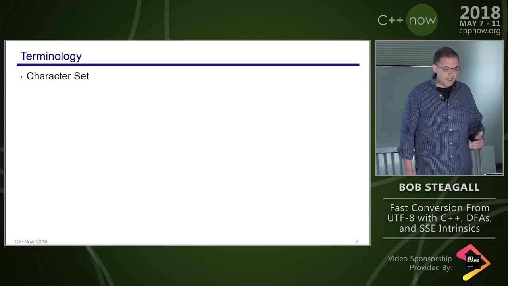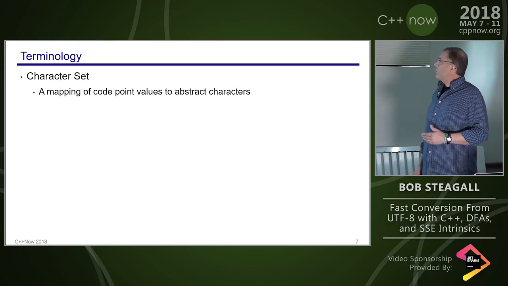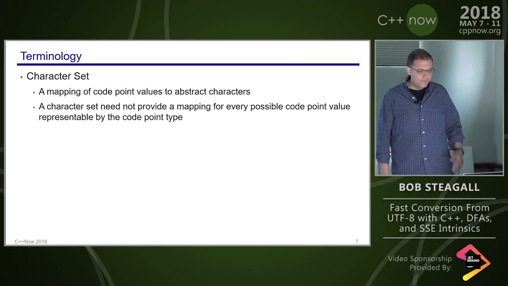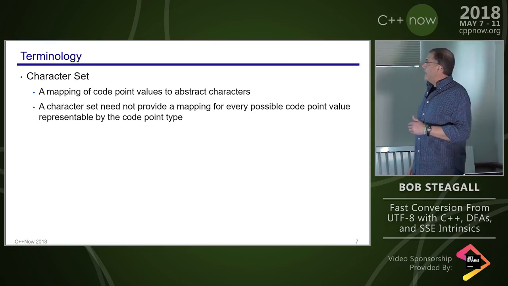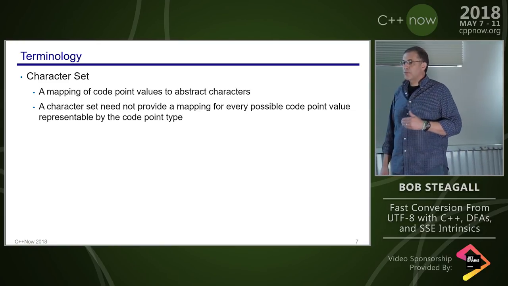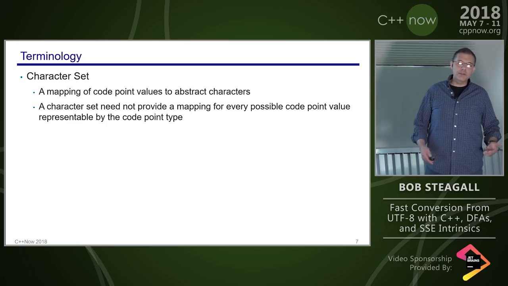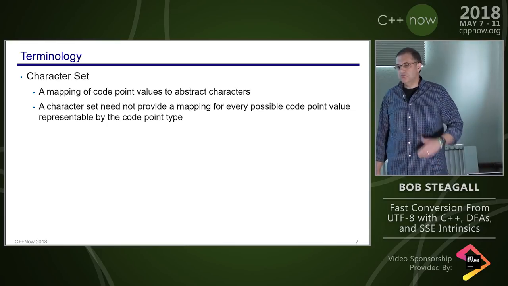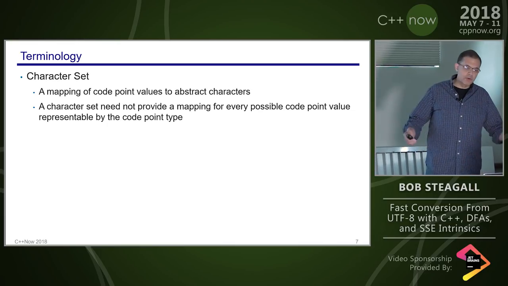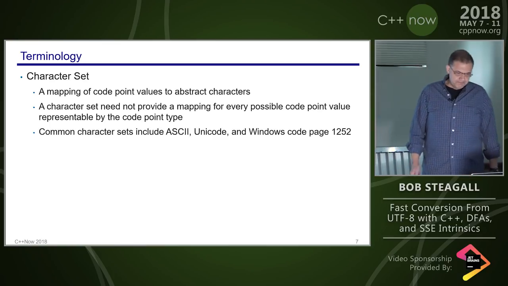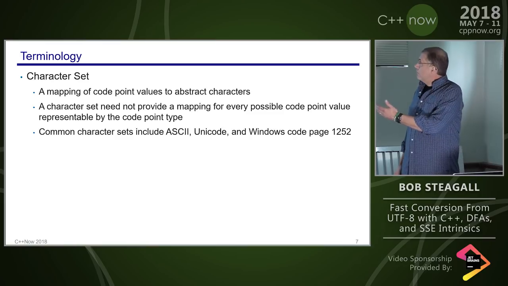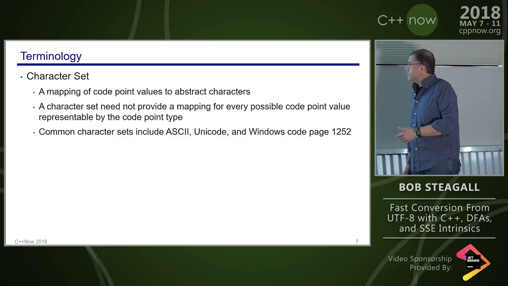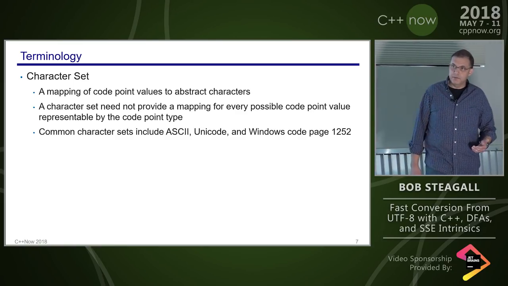So a character set is a mapping of code point values to abstract characters, the things of which languages are composed. A character set doesn't need to provide a mapping for every possible code point value represented by the code point type. A char32 has 32 bits of information in it, but the English language only needs less than 128 to represent pretty much everything you need to do. So, in terms of character sets, ASCII is a character set, Windows Code Page 1252 is a character set, and Unicode defines a very large character set.